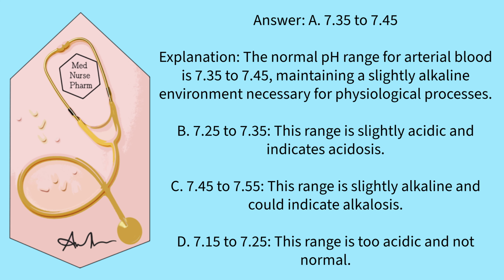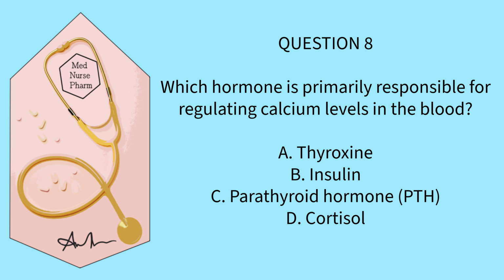If you chose option A, you are correct. 7.35 to 7.45. The normal pH range for arterial blood is 7.35 to 7.45, maintaining a slightly alkaline environment necessary for physiological processes.